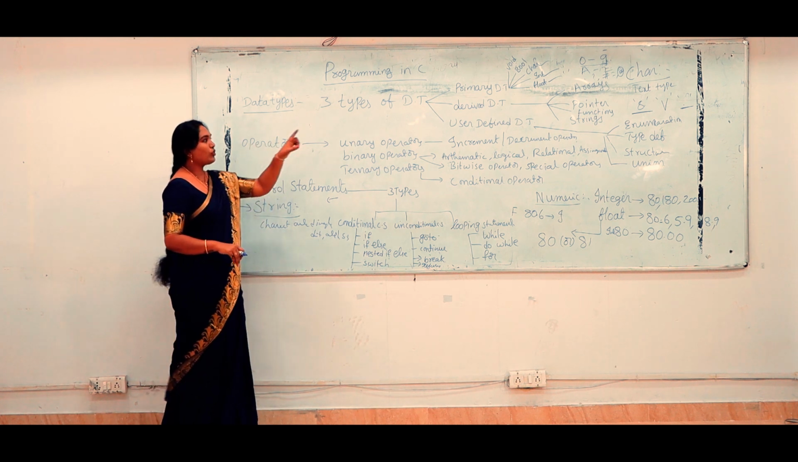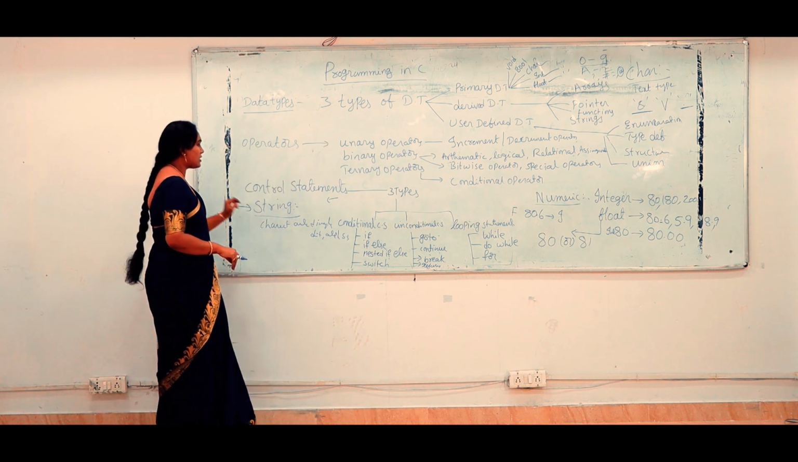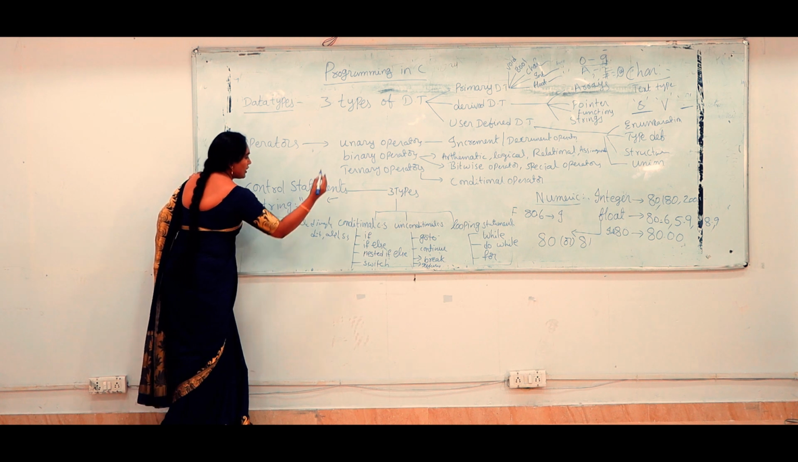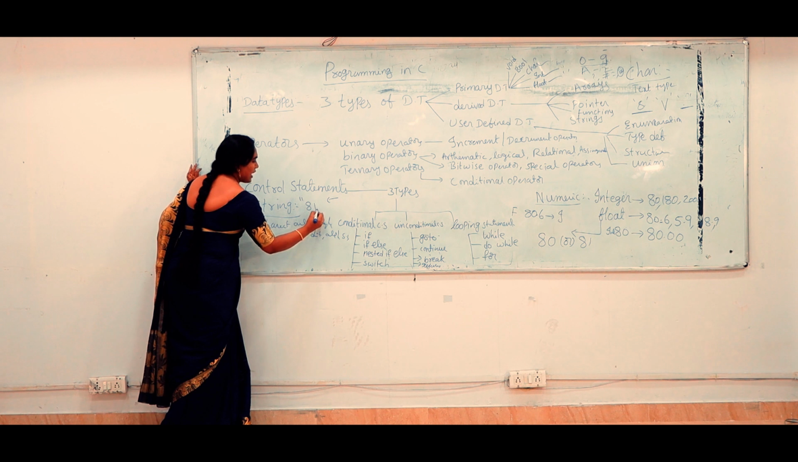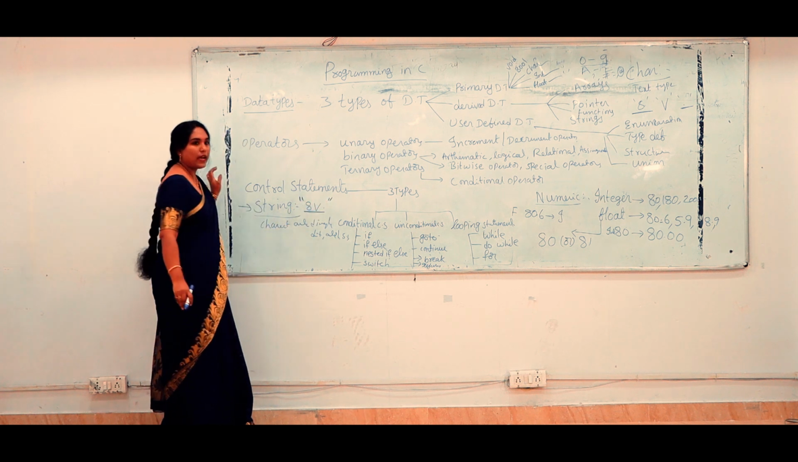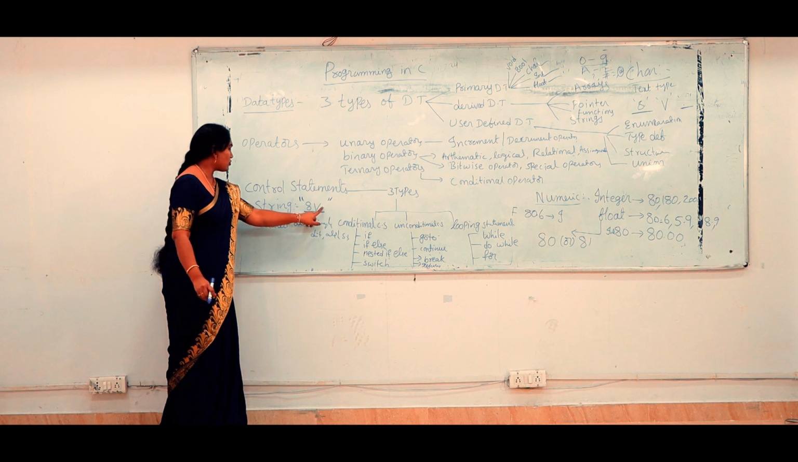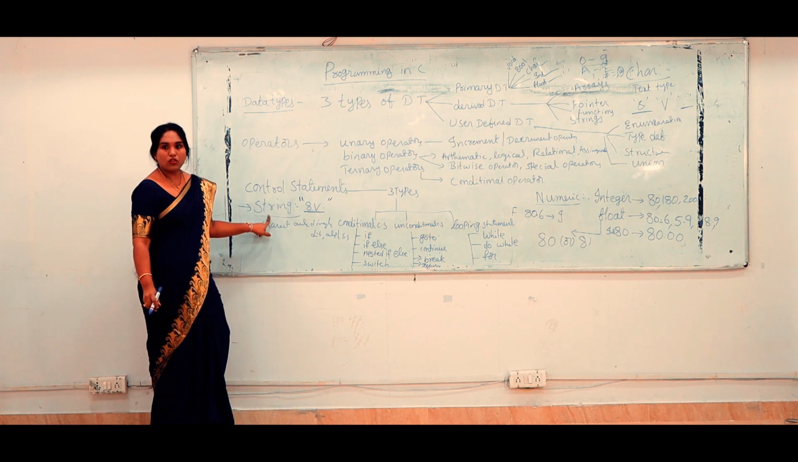Now, I want to write that group of characters as a string. The first character is 8, the next character V, and the next character dot. This is the group of characters enclosed by double quotations. Now it is called a string.